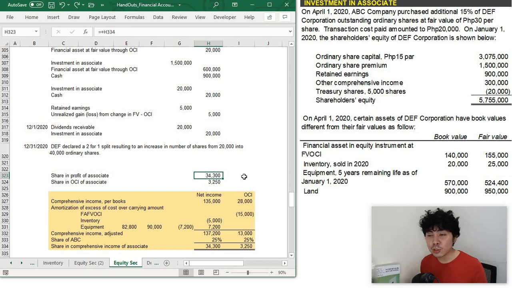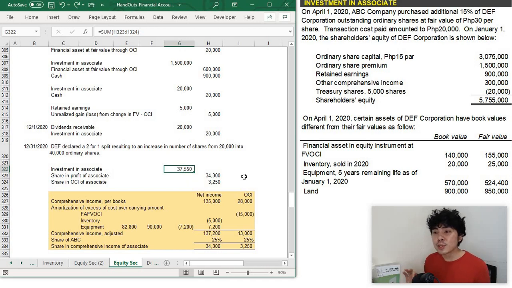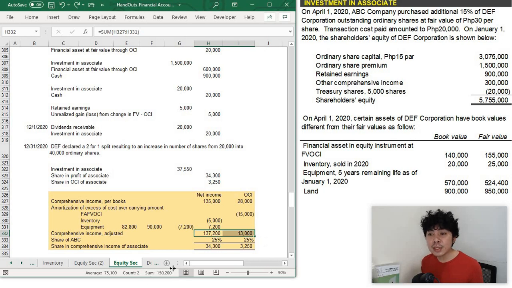Tapos, para makumpleto ang journal entry, debit tayo investment in associate for 37,550 pesos. So, mag-i-increase ang ating investment in associate, which is 25% of the increase in the equity of the associate. At 25% to ng total ng net income and other comprehensive income ni associate na 150,200. And again, ito yung comprehensive income ni associate based sa ating point of view. Kasi nga, sa point of view ni associate, ito ang kanyang comprehensive income, yung based sa kanyang libro, 163,000 pesos.